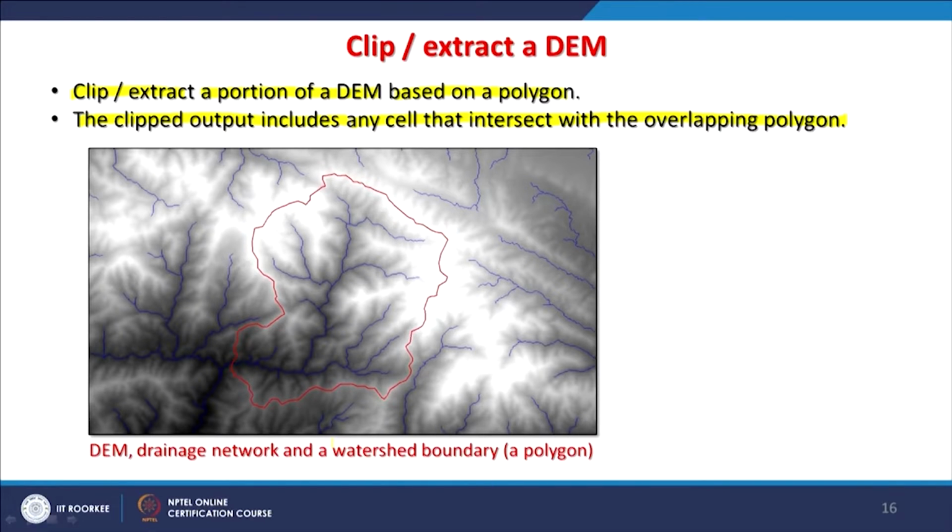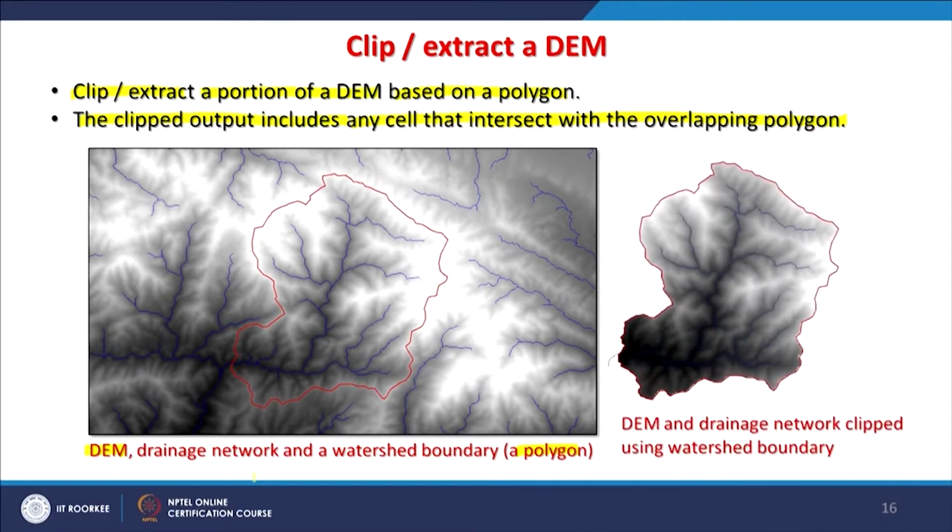So it is not a problem. What I need is a DEM and a polygon boundary, and of course I also have a drainage network and other things that I can clip separately, and this is what I have done. So the DEM and drainage network have been clipped using the watershed boundary.